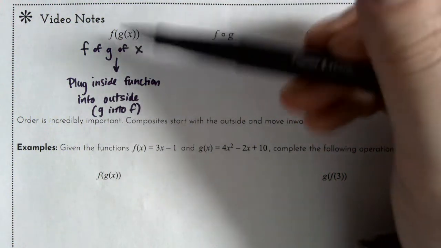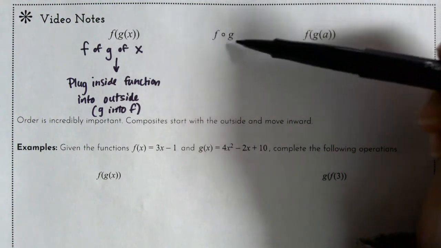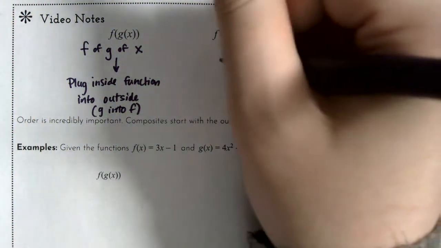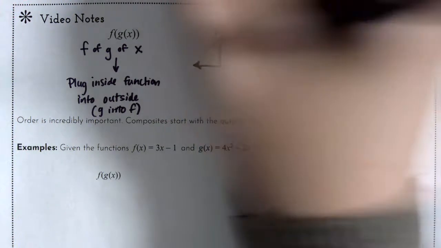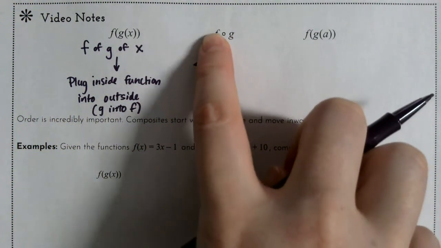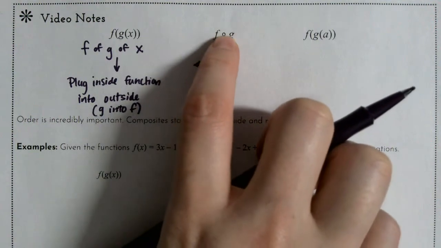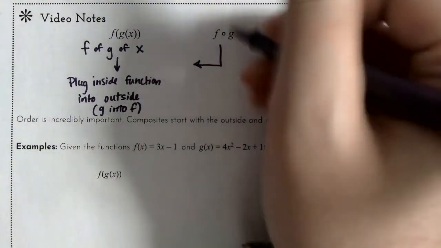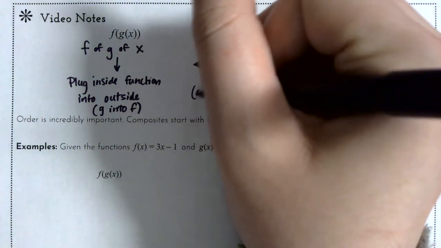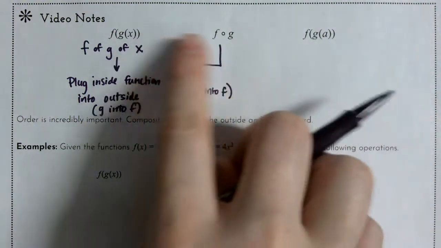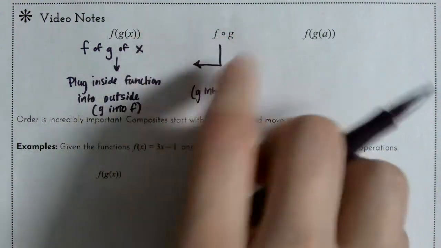This notation is the most common, but this one that looks like it says fog is the exact same thing. So this is the same as that, and you would want to plug the second one into the first. This little open dot basically just means compose. And so in this case, again, it would be g into f. Same way, it just doesn't have all the parentheses.